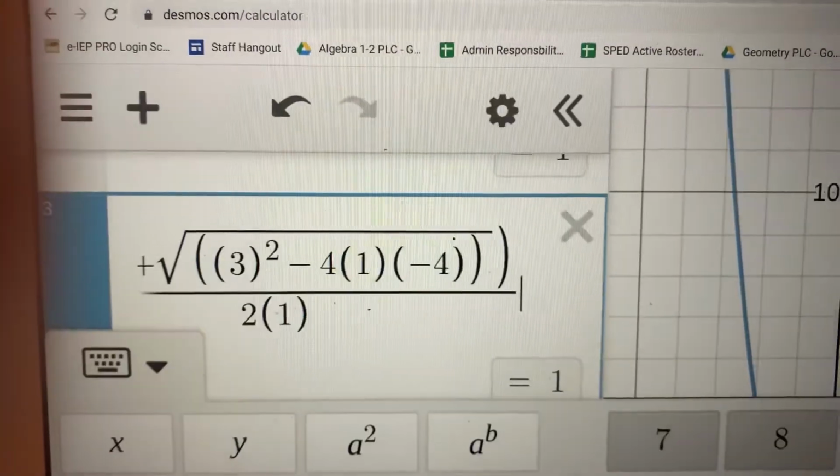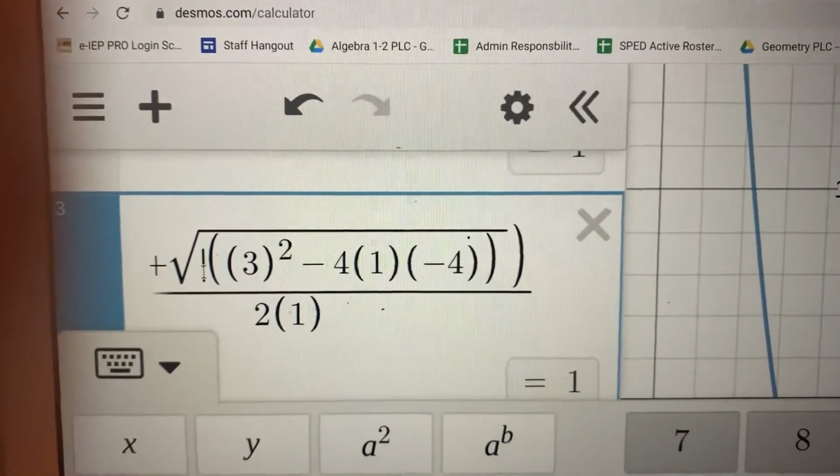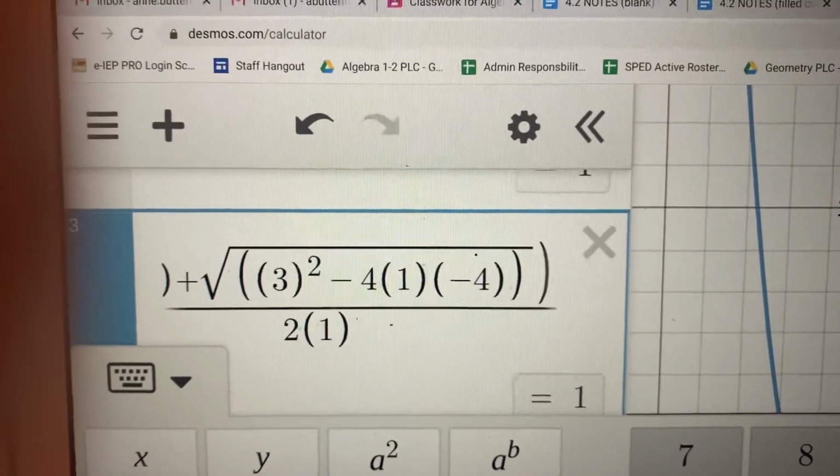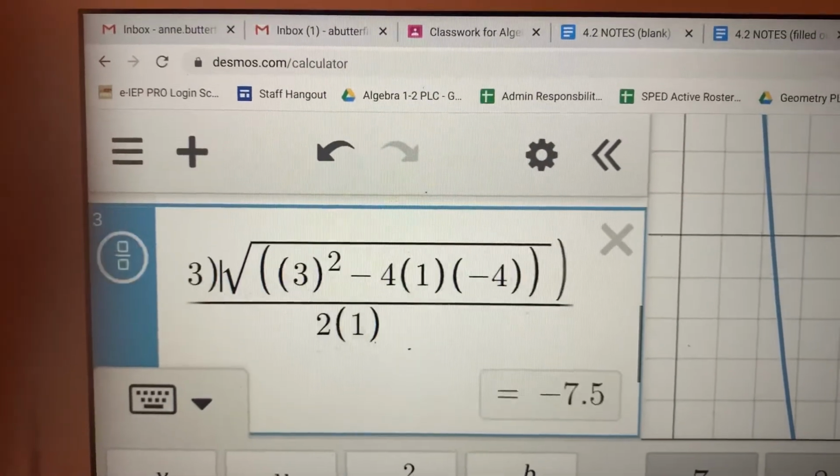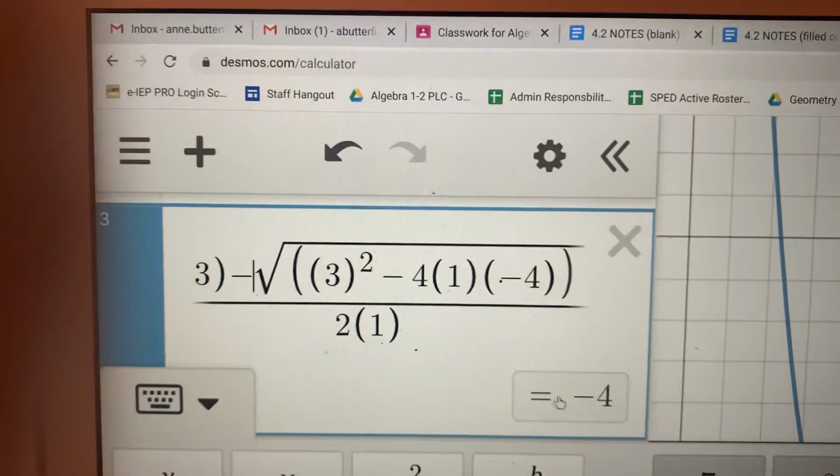So then I just go back to my original equation. I don't want to rewrite it. That'll take too much time. I just replace this plus sign with a minus, and I get negative 4.